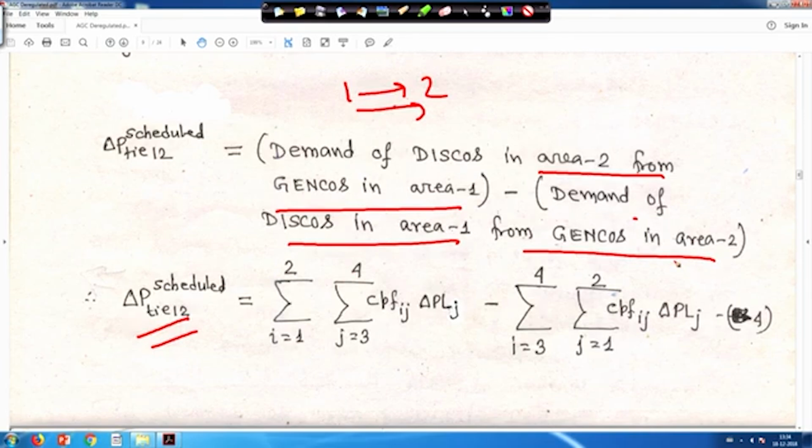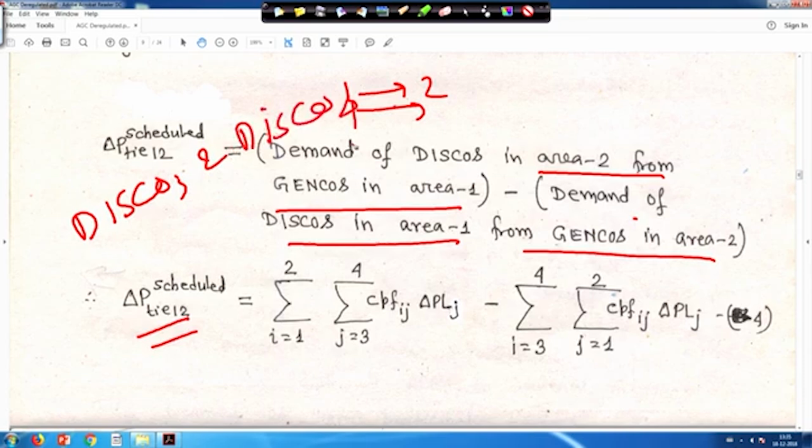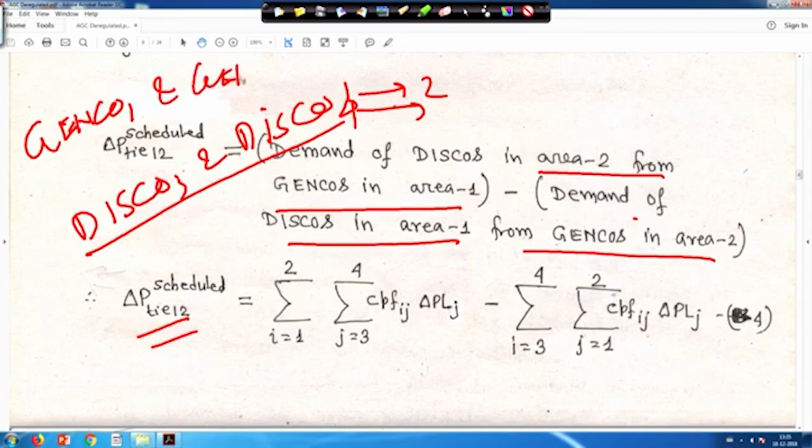So, we have only 2 DISCOs and 2 GENCOs, right. So, sigma i is equal to 1 to 2 and j is equal to 3 to 4, CPF ij delta PLj, right, minus sigma i is equal to 3 to 4, then j is equal to 1 to 2, CPF ij delta PLj. So, if you look into this, DISCO 3 and DISCO 4, in area 2 you have 2 distribution companies, and in area 1 you have GENCO 1 and GENCO 2, right. So, sigma j is equal to 3 to 4, CPF ij delta PLj, and there are 2 GENCOs, i is equal to 1 to 2, that is why you have taken.